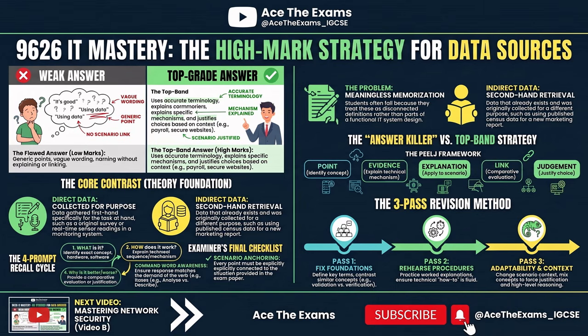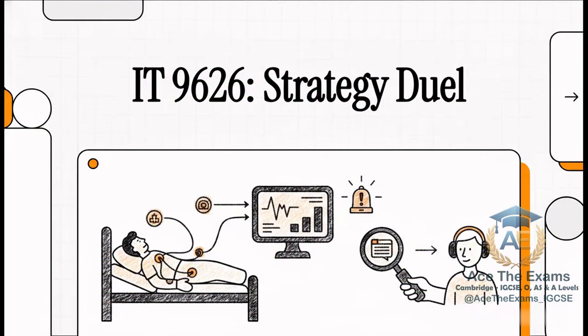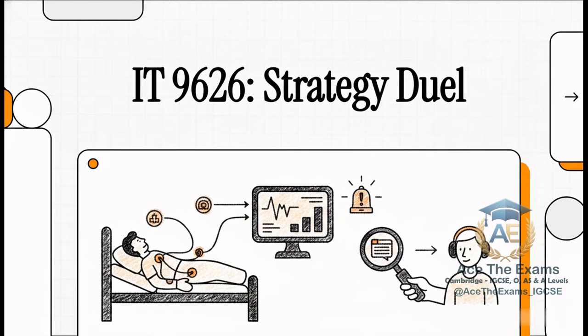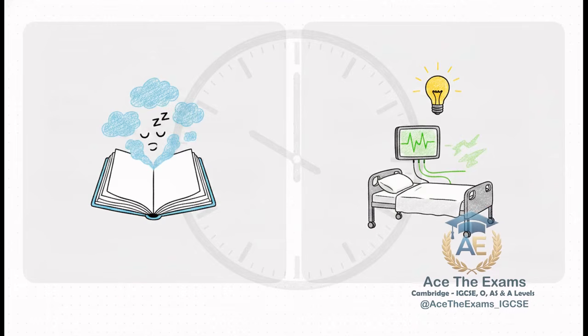Student A writes, direct data is collected for a specific purpose by the person who needs it. Student B writes, in the hospital monitoring system, direct data collection ensures real-time patient vitals are processed continuously by the specific sensors, solving the immediate need for immediate alerts. The clock is literally ticking down in the exam hall.